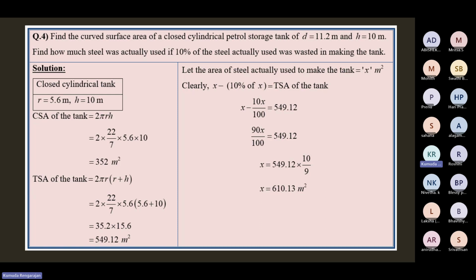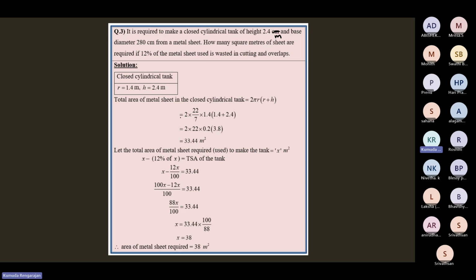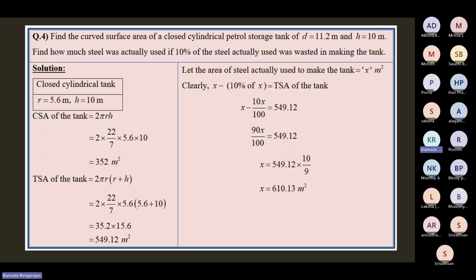So similar situation, very similar to the earlier one. So here they did not ask you to find the CSA or TSA. But we found the TSA earlier because we know when it's a closed tank, we have to find the TSA, because that is the total area of sheet required to make the tank. But here in this question, they want you to find the CSA. So we need to work as per the instruction. Find the CSA.